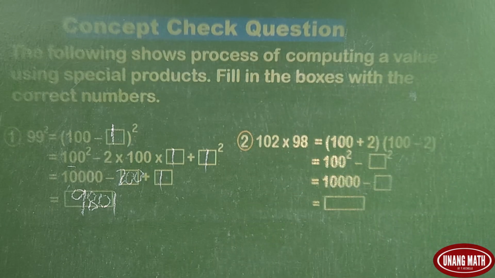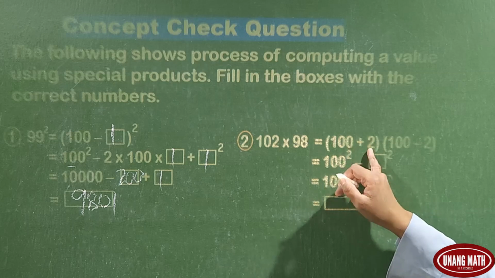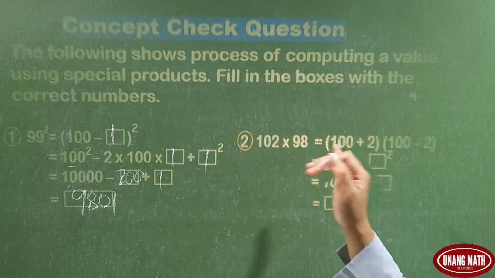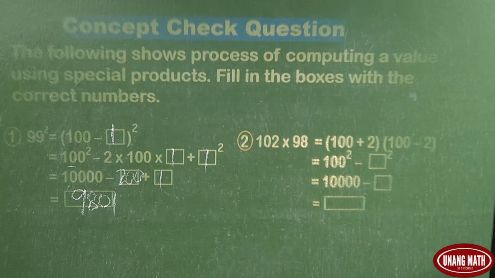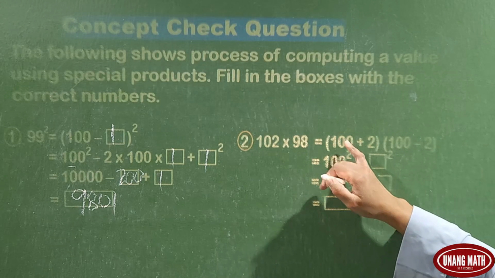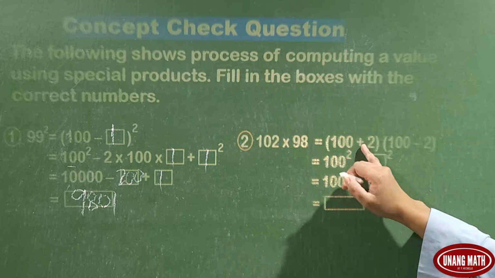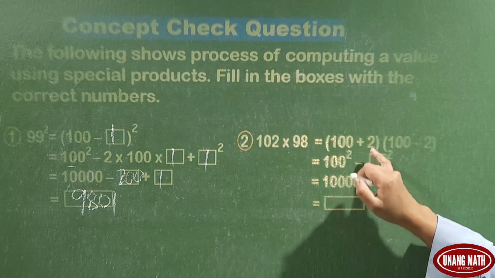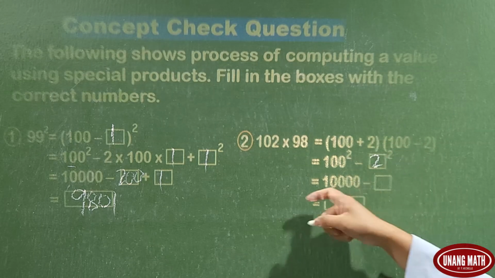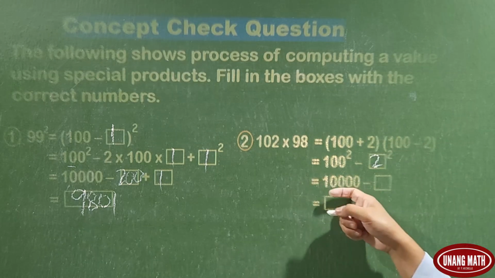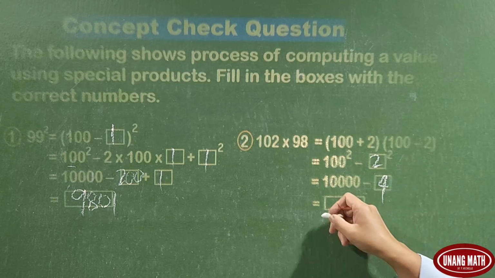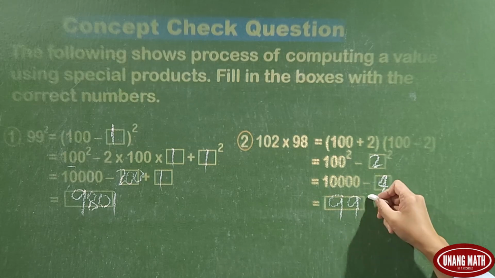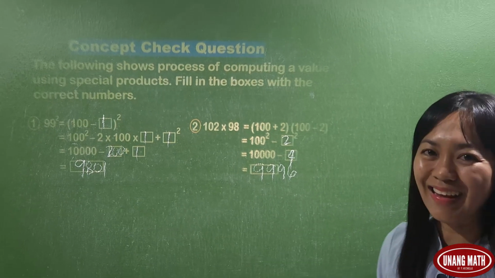Okay, what about for this second number? 102 times 98. So 100 plus 2 times 100 minus 2. So instead of multiplying the usual way, in here, we will make use of difference of squares. So 100 plus 2 times 100 minus 2. So 100 squared minus 2 squared. So 100 squared is 10,000 minus 4. Then this is equal to 9,996.